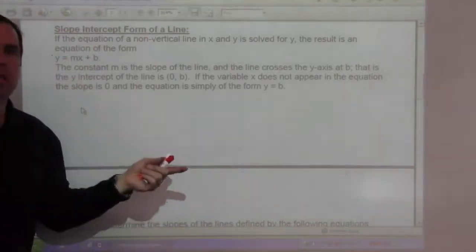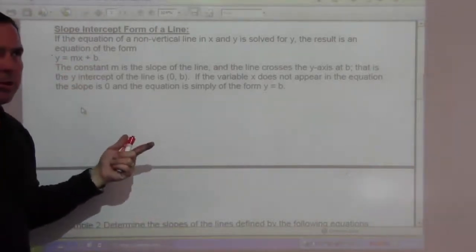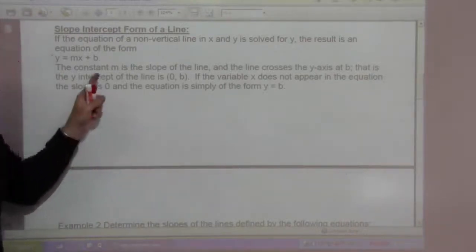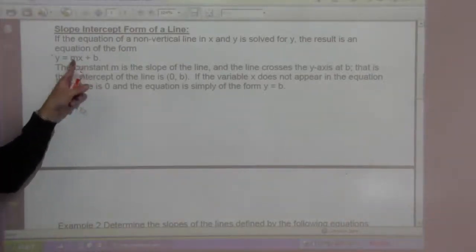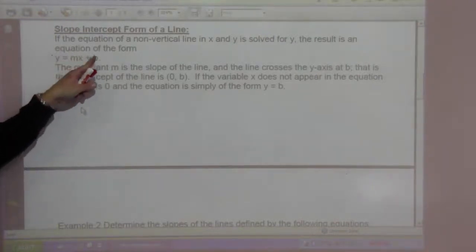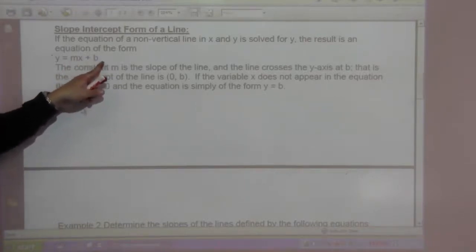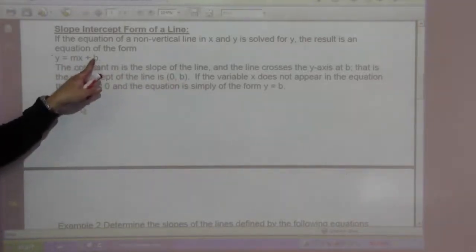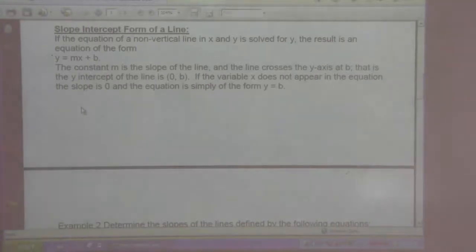So this is what I was mentioning, I think it was in 2.2. This is 2.3. This is my favorite form of the line, the most useful. You have all the information you need to graph it right here. y equals m times x plus b. m is your slope, b is your y-intercept. The point (0, b) is your y-intercept, and b is the y value for the y-intercept.